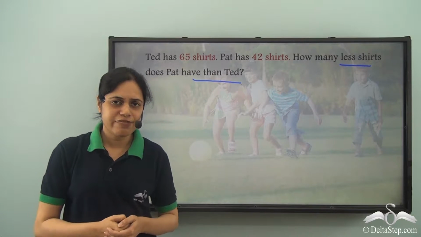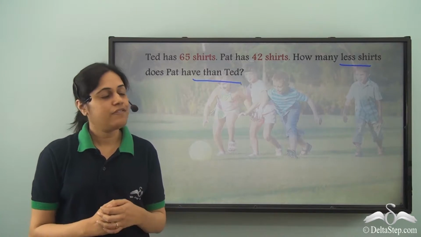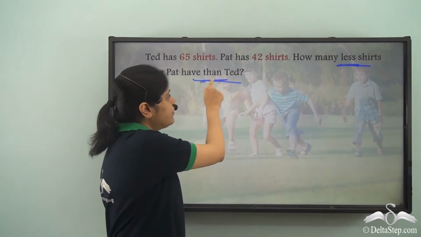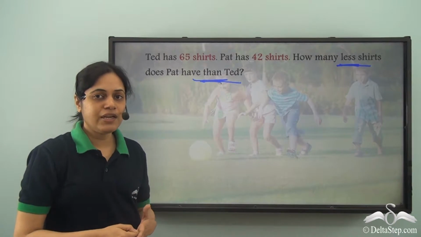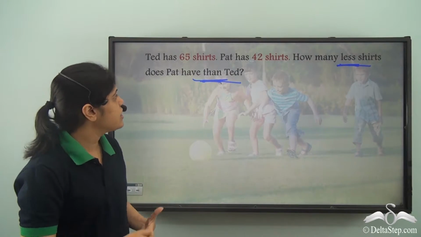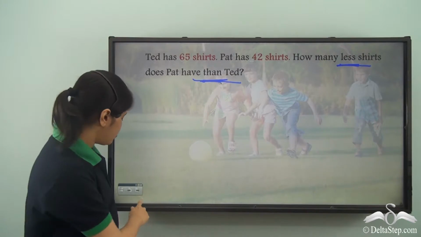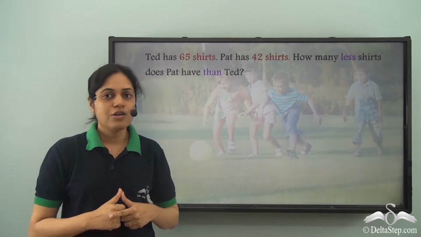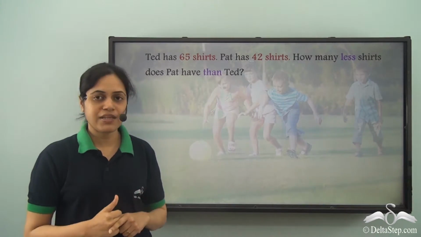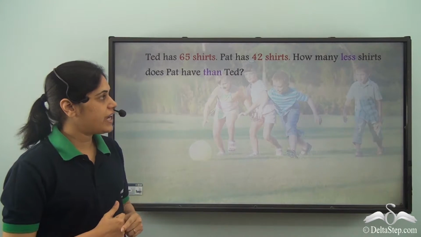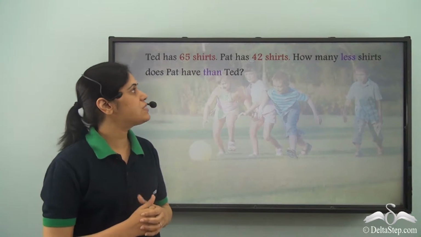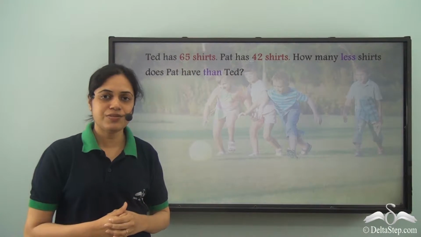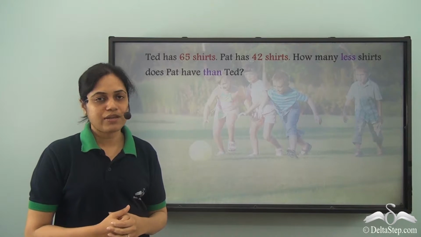So can you identify the keyword here? Well, the keyword is less than. We need to find the number of shirts less than. So less than is the keyword. So we need to subtract. So in order to find how many less shirts does Pat have than Ted, we need to subtract these two quantities. So let us try and do that.